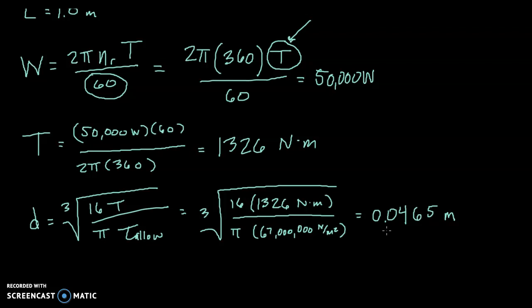But if we're going to describe the diameter of a relatively small steel shaft, rather than using this very small decimal, it would make more sense to move this decimal place over 3 places and say that we need a diameter of 46.5 millimeters. Now this is only based on stress. We also need to take into consideration the allowable angle of twist.